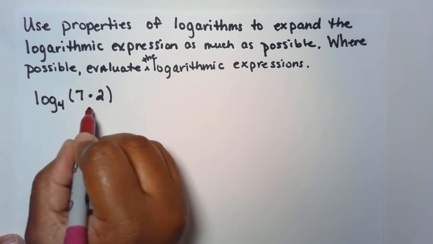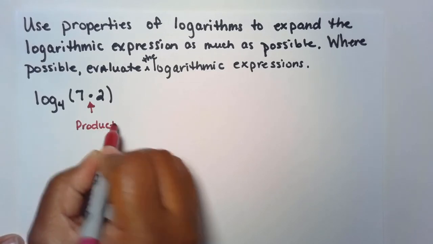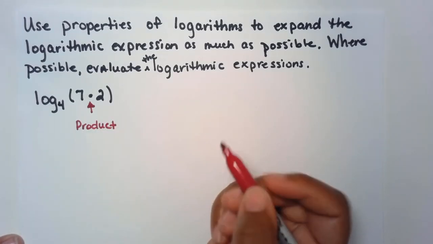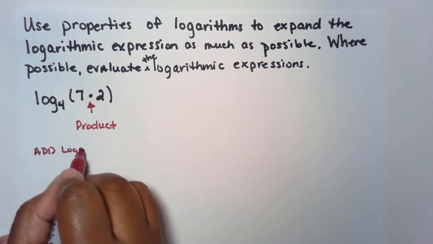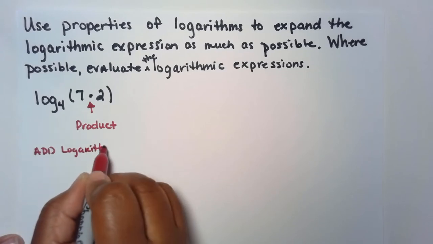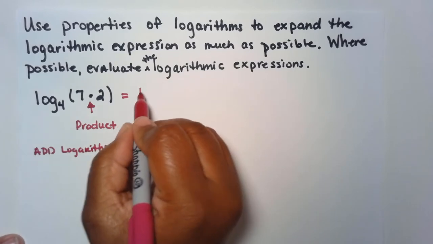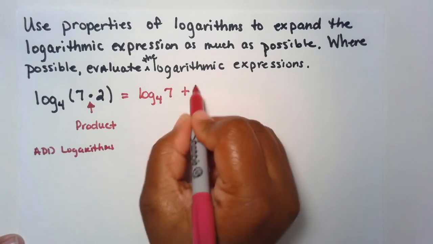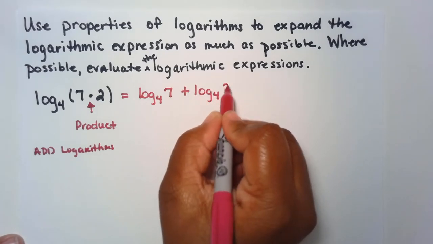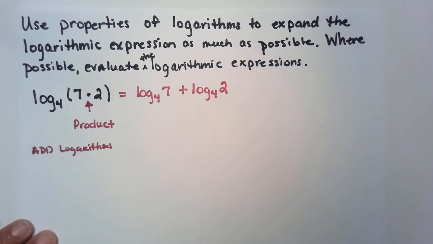When it's a product, what are we to do? What does the rule state? That we're going to add the logarithms. So let's write it out. We're saying log base 4 of 7 plus log base 4 of 2. All right, so now let's look at the next example.